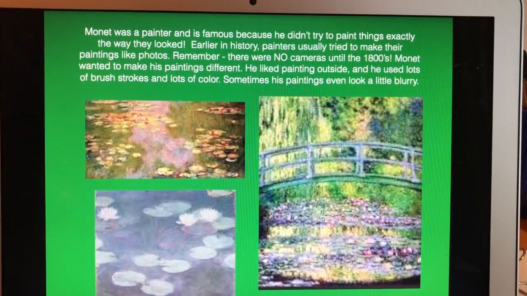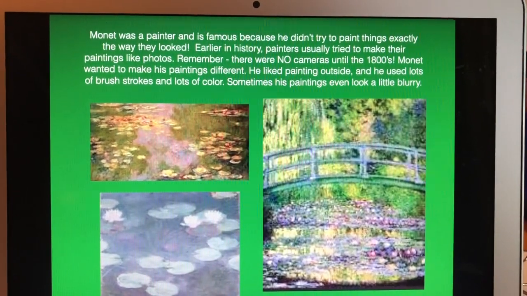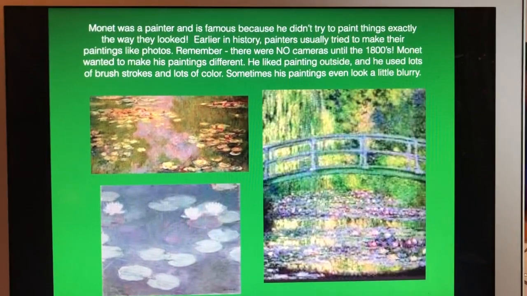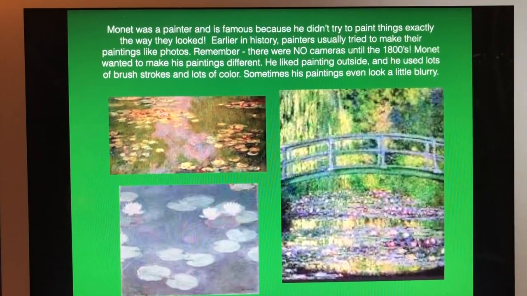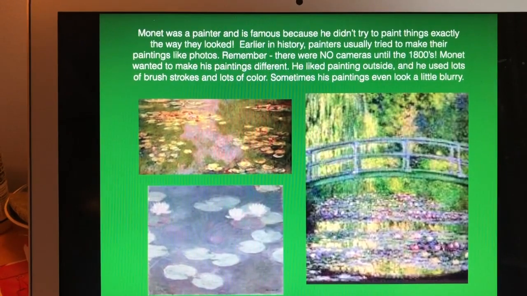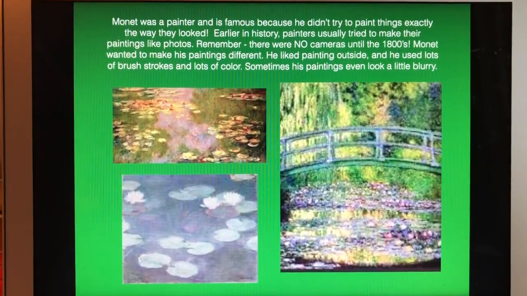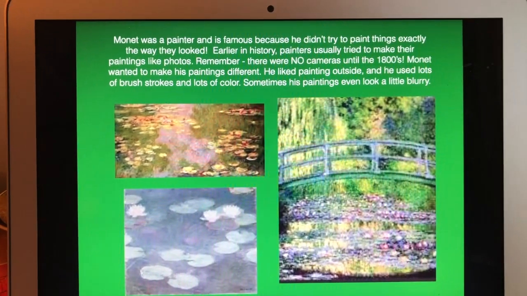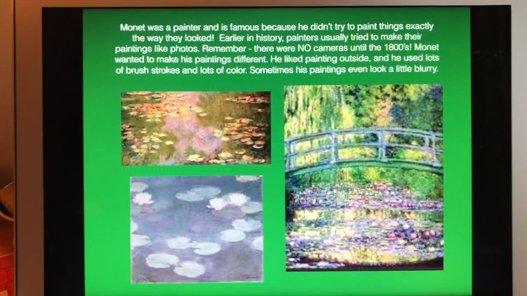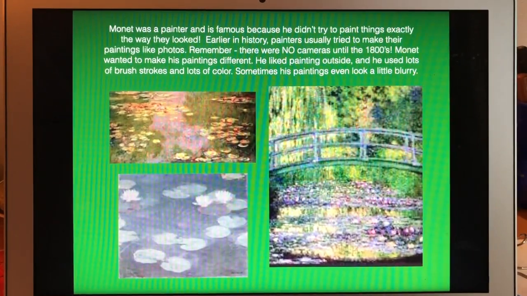He liked painting outside, and he used lots of brush strokes and lots of color. Sometimes his paintings even look a little blurry. So the cool thing about his paintings is, when you look at them from far away, you can see exactly what they are. But if you look at them very close, it just looks like a mush of lots of different paint, because he used his brush and he would put stroke after stroke of color over and over again on his canvas. But then when you step back from it, it's just lovely.